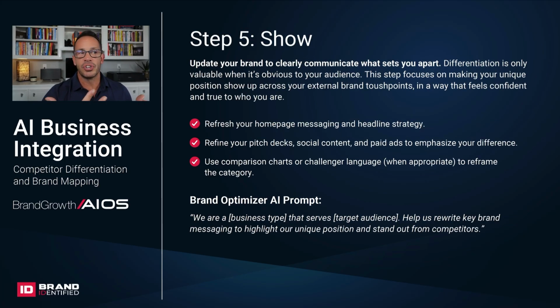Step number 5 is to show. So update your brand to clearly communicate what sets you apart. Differentiation is only valuable when it's obvious to your audience. This step focuses on making your unique position show up across your external brand touchpoints in a way that feels confident and true to who you are. So you want to refresh your homepage messaging and headline strategy. You want to refine your pitch decks, your social content, and your paid ads to emphasize your difference, and use comparison charts or challenge your language when appropriate to reframe the category. And then I've provided you with another BrandOptimizer.AI prompt for step number 5.